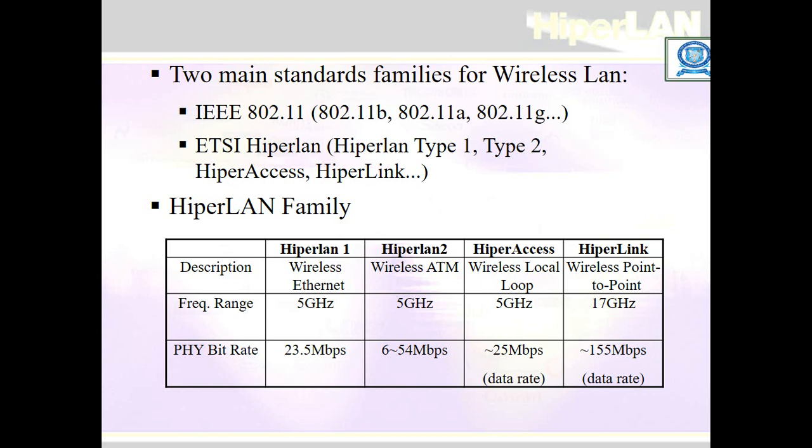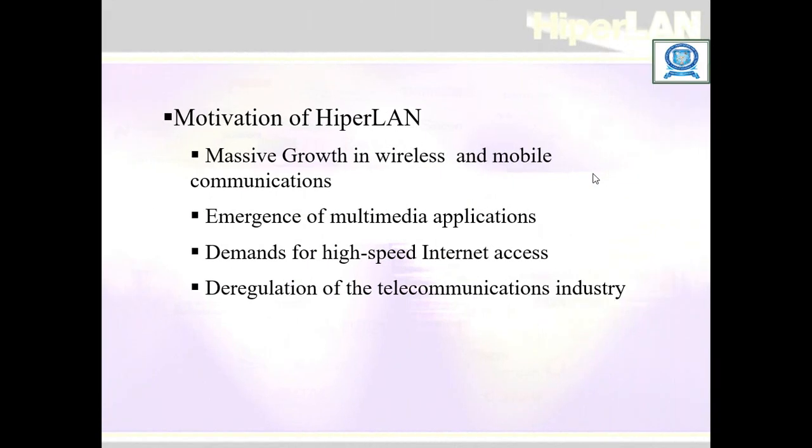HIPERLAN 3 is also called HIPERLAN access. It is used in wireless local loop, and the frequency range is the same as the previous two, 5 GHz only, but the physical bit rate is 25 megabits per second. HIPERLAN type 4 is also called HIPERLINK. This is used for wireless point-to-point communications, and the frequency range is 17 GHz. The physical bit rate is a maximum of 155 megabits per second. These are some of the differentiations between each type of HIPERLAN.